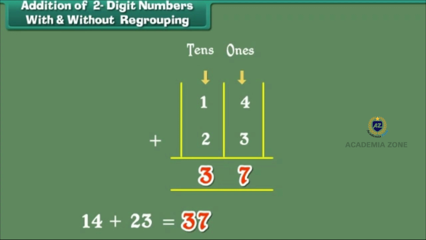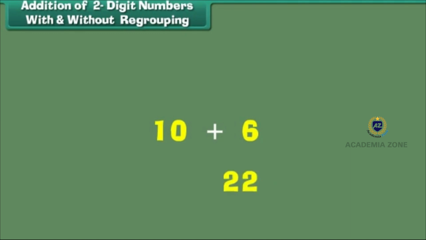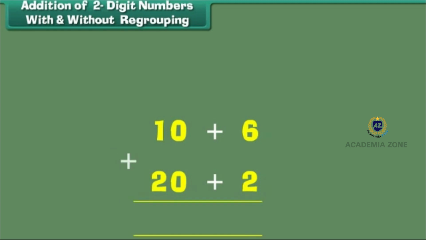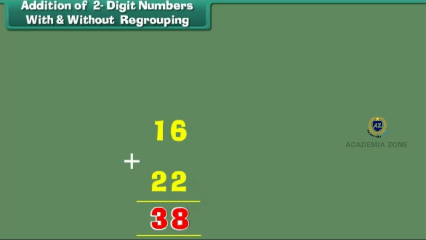We can add 2 2-digit numbers through regrouping. Let us see how. What is 16 plus 22? 16 can be written as 10 plus 6. 22 can be written as 20 plus 2. 6 plus 2 is equal to 8. 10 plus 20 is equal to 30. 30 plus 8 is equal to 38. Therefore, 16 plus 22 is equal to 38.